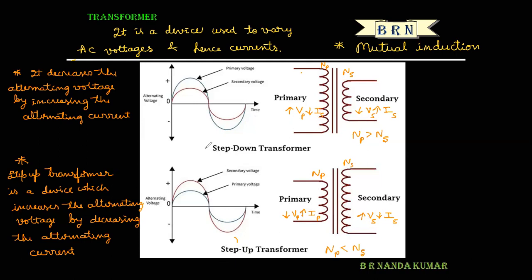So what is the meaning of step down transformer? It is a device which converts high alternating voltage at lower current into low alternating voltage at higher current. Or simply, it decreases the alternating voltage by increasing the alternating current. Okay, right?